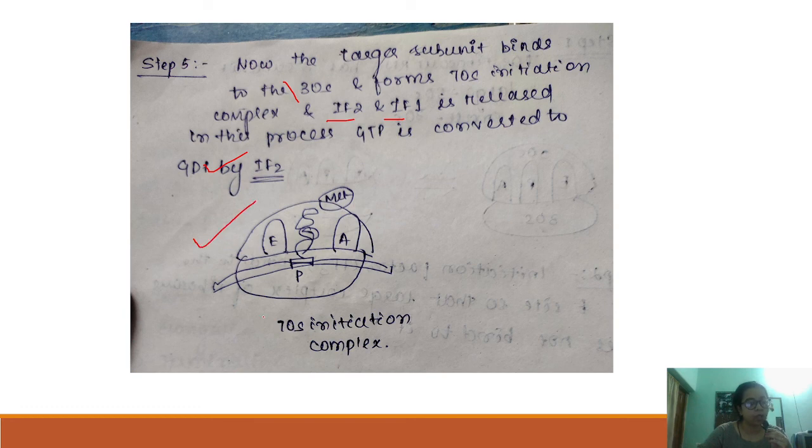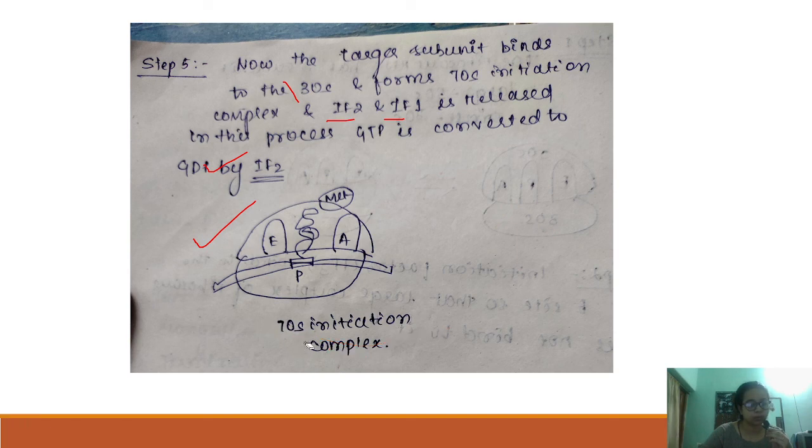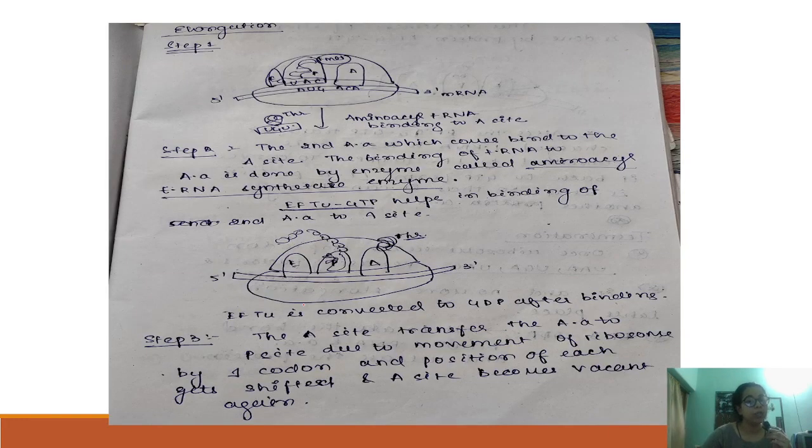Okay. Now the 70S initiation complex is formed. Now this is the end of the initiation process. Okay. Now the initiation process is completed. Moving to the elongation, what will happen? First amino acid was occupied by the P site. Okay. Next what will happen?